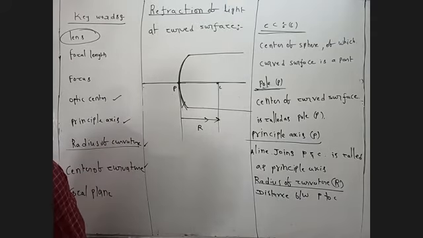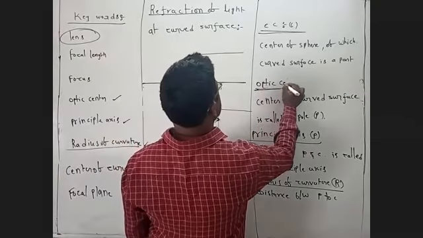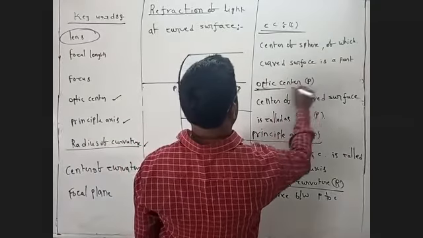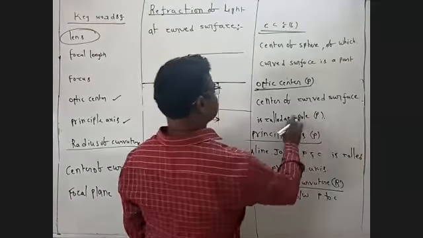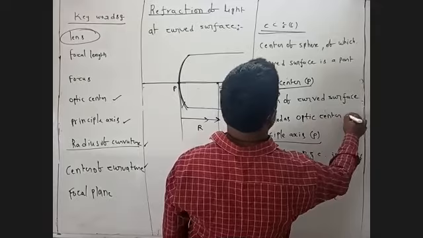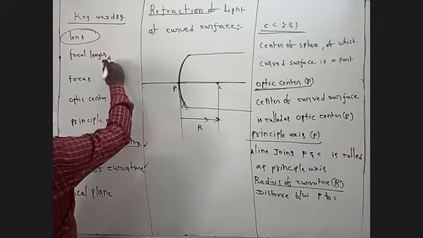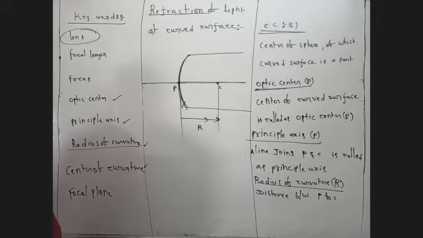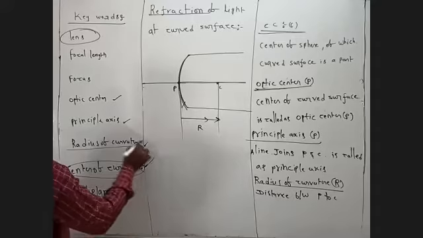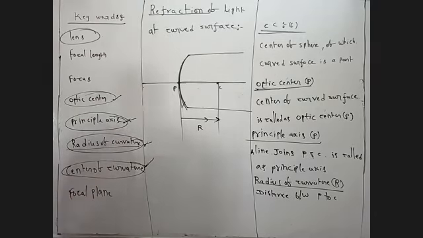So next, principal axis. This is the optic center. Optic center. Center of curvature is over, radius of curvature is over, principal axis is over, optic center is over. Focal plane, focus, and focal length we have.